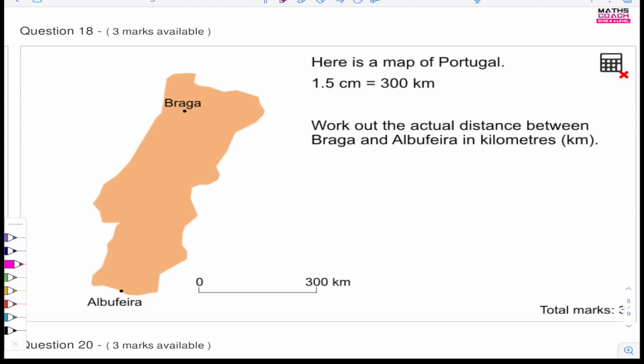Question 18. Here is a map of Portugal. 1.5 centimeter represents 300 kilometers. Work out the actual distance between Braga and Albufeira. I hope I pronounced that correctly.